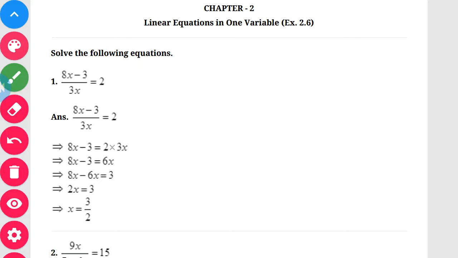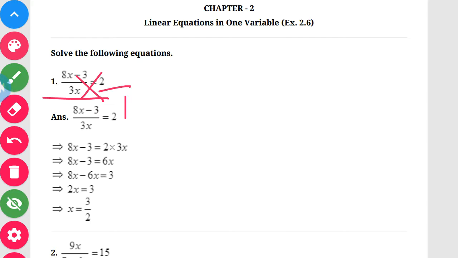So we will be discussing today exercise 2.6 from your linear equation in one variable. Let us see the first sum. If you just see here, as I told you, it's very clear with your numerator and denominator. We'll go with cross multiplication. Here, if you see nothing is there, we consider it as 1.